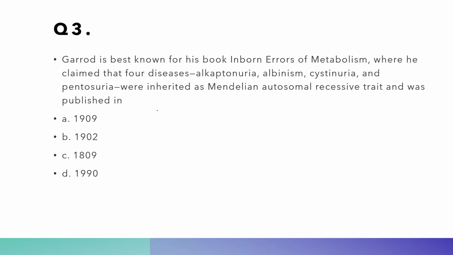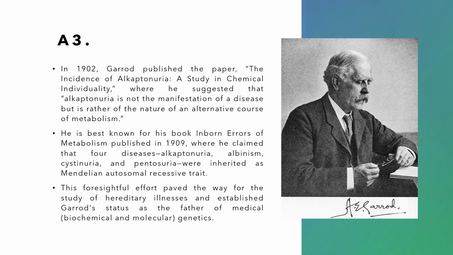Okay, let's talk about it. So in 1902, Garrod published the paper The Incidence of Alkaptonuria, a study in chemical individuality, where he suggested that alkaptonuria is not the manifestation of a disease but is rather of the nature of an alternative course of metabolism. Basically, you must have heard about it as an example of autosomal recessive trait. And he is best known for his book Inborn Errors of Metabolism, published in 1909.